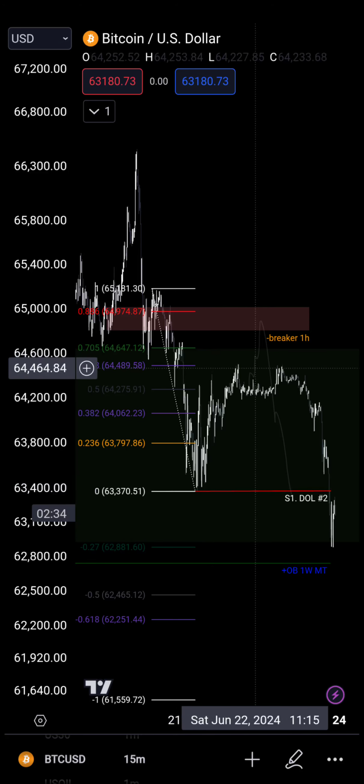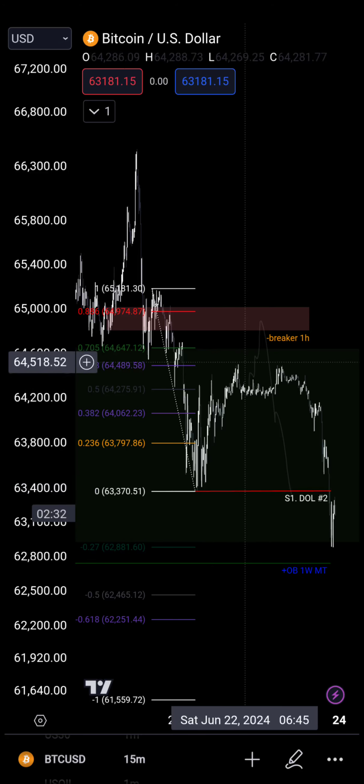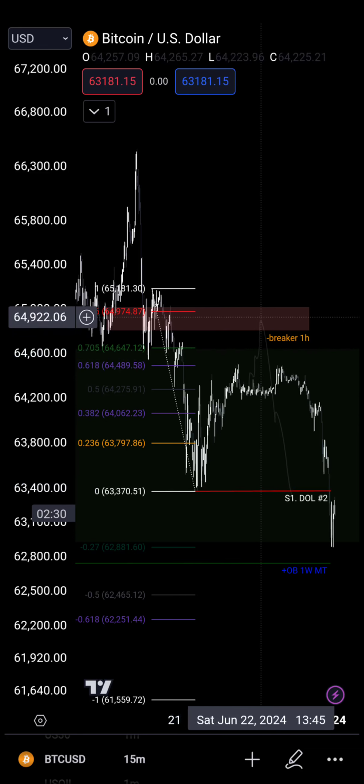So I still was short. I went short early, but I didn't over leverage, because I'm like, if it does this, then I'll just take the heat. But I don't think it's good.